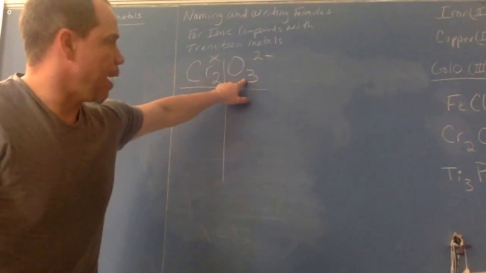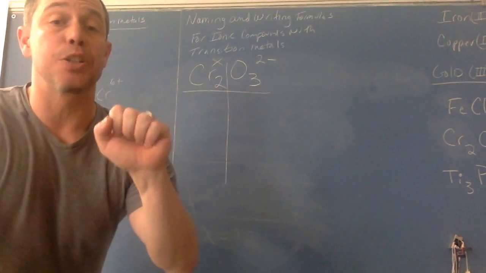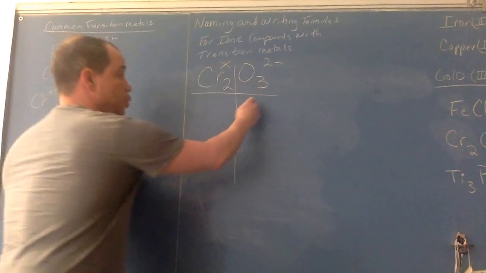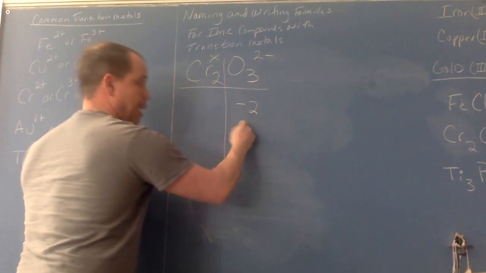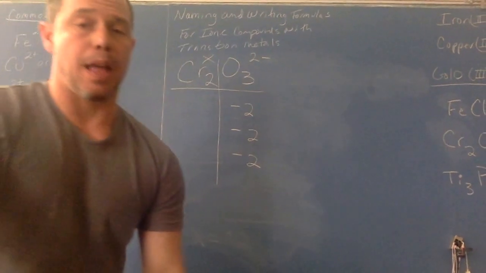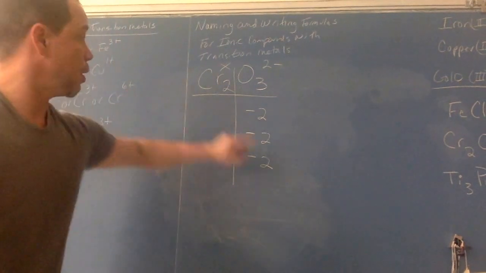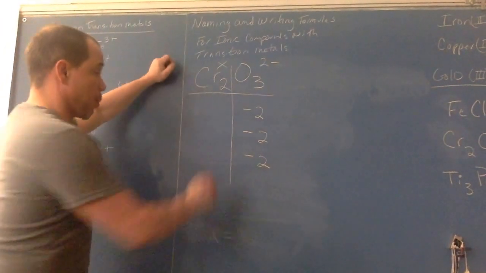How many oxygens do I have? 3, right? 3 at a 2 minus charge each. So I got that 2 minus, or minus 2, 3 times. How many chromiums do I have? I have 2 chromiums. I had 1 iron before, but now I have 2 chromiums. So I'm going to put a 2 down.